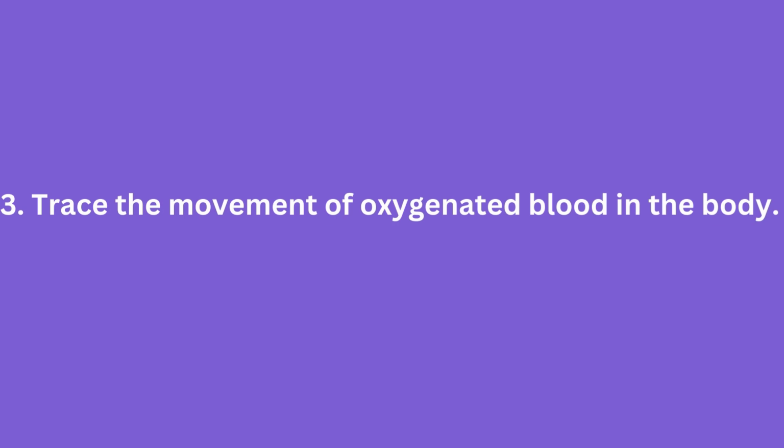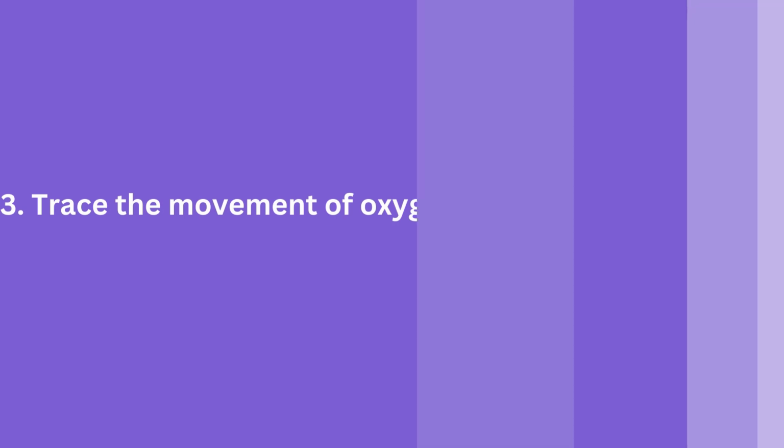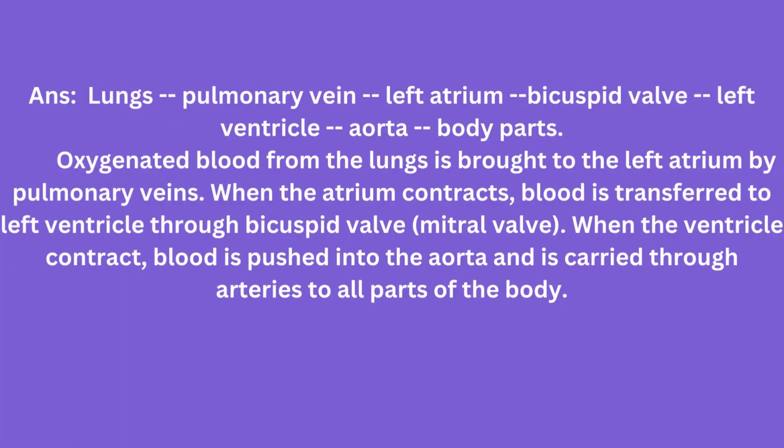3. Trace the movement of oxygenated blood in the body. Answer: Lungs to pulmonary vein to left atrium to bicuspid valve to left ventricle to aorta to body parts. Oxygenated blood from the lungs is brought to the left atrium by pulmonary veins.